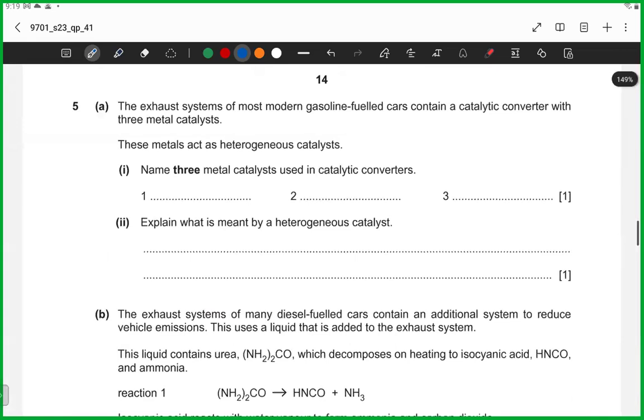So next one. The exhaust system of modern gasoline fuel, so it's the catalytic converter, right? You can remember the three types of metals that are used as catalysts. He's asking for that. Name three metal catalysts which are used. There's platinum. There is palladium. And then there is rhodium.